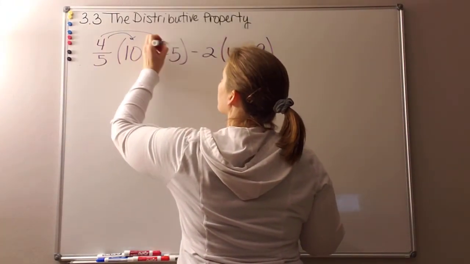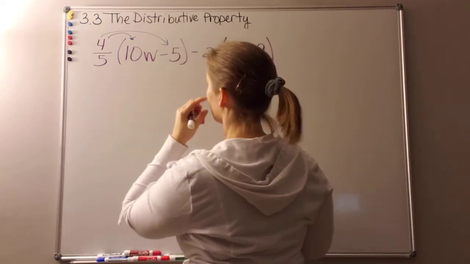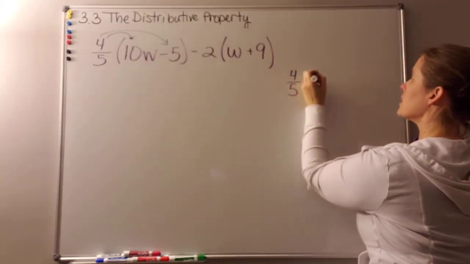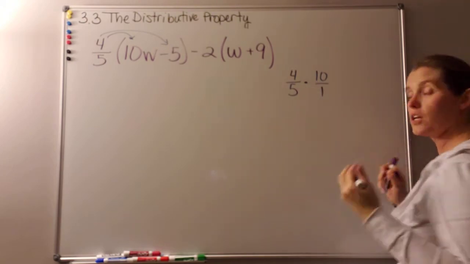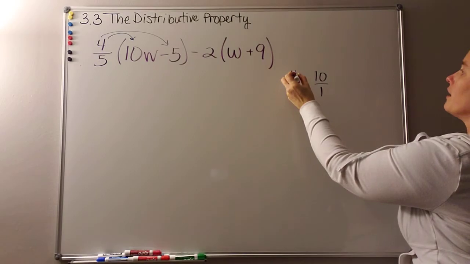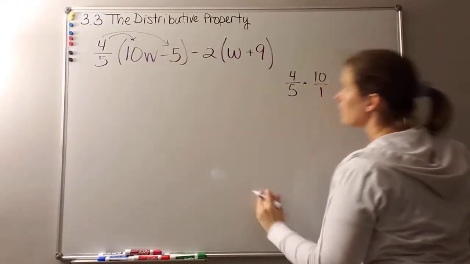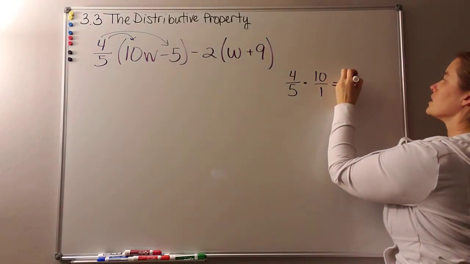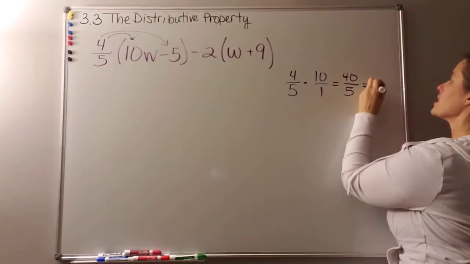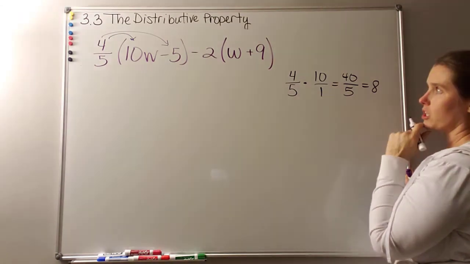4/5 times 10 and 4/5 times negative 5. All right, we'll do that little work over here. So 4/5 times 10 over 1. Because how do you write a whole number as a fraction? That's right, you put it over 1. Okay, if you want to cross cancel, go ahead. Some of you guys like that, some of you don't. 4 times 10, if we multiply across, is 40. 5 times 1 is 5. What's 40 divided by 5? It's 8. If you cross cancel, did you come up with 8? If not, double check your work.